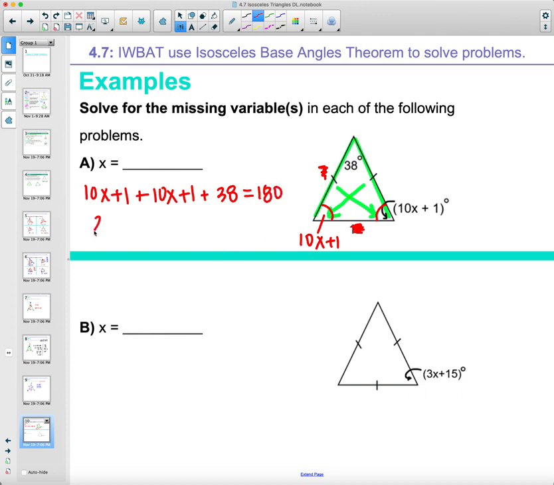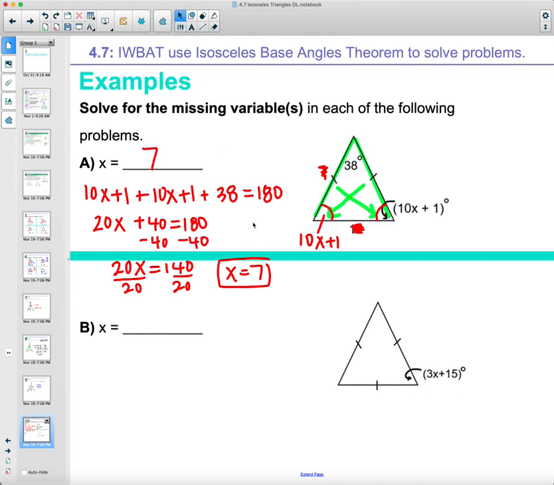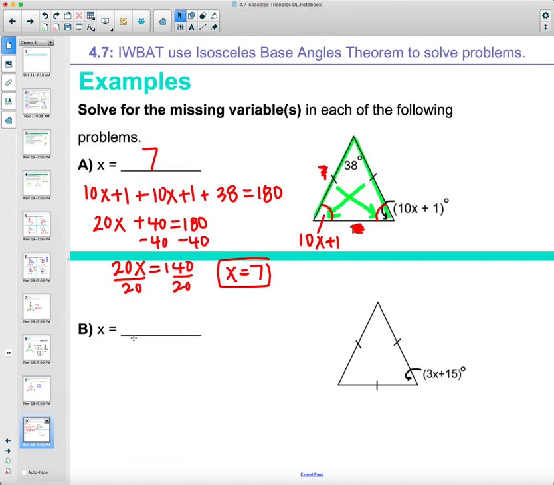So combine your like terms. You'll have 20x. 1 plus 1 is 2, plus 38 is 40. Subtract 40 from both sides. So you'll get 20x equals 140. Divide by 20. And you'll get x equals 7. I guess that whole thing will move.